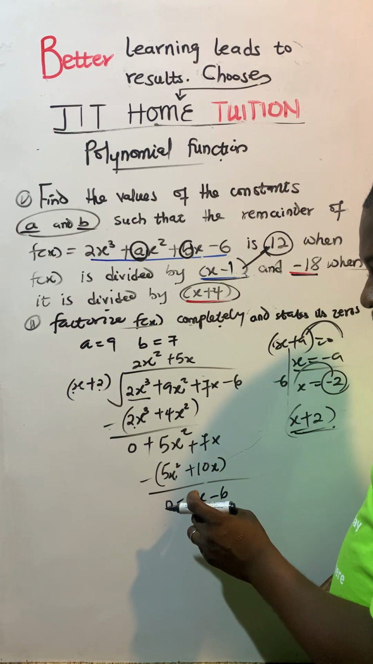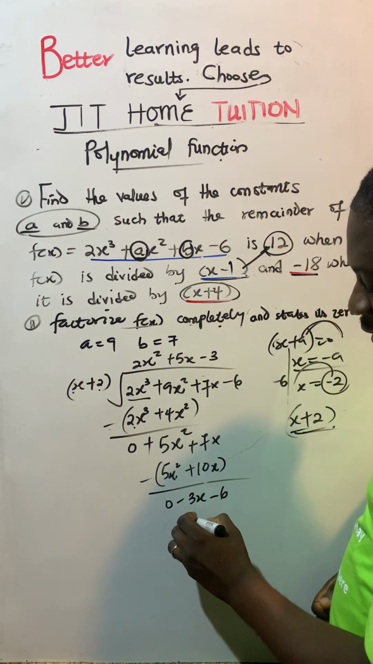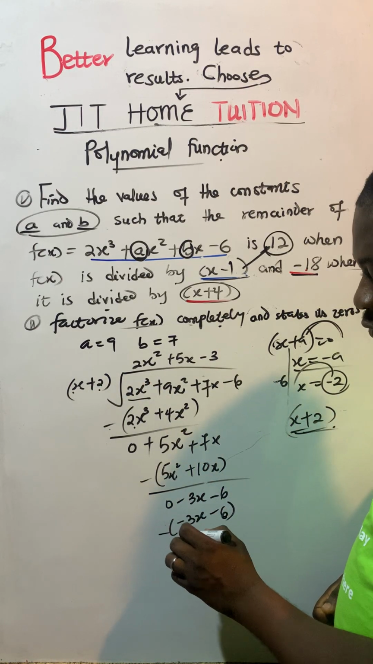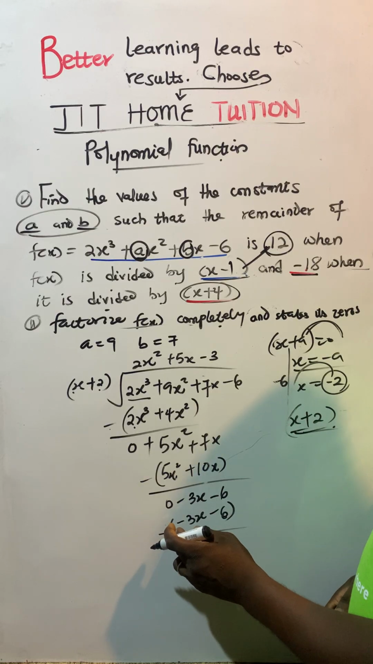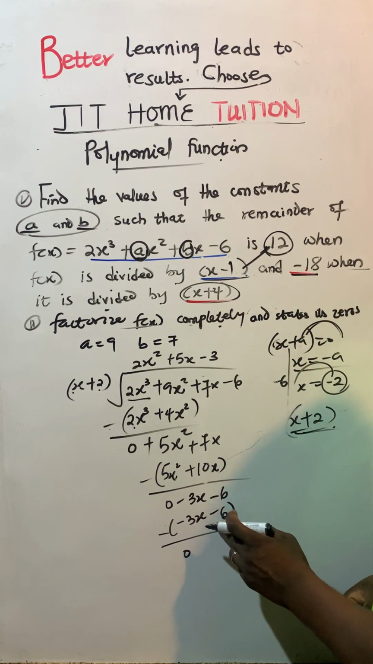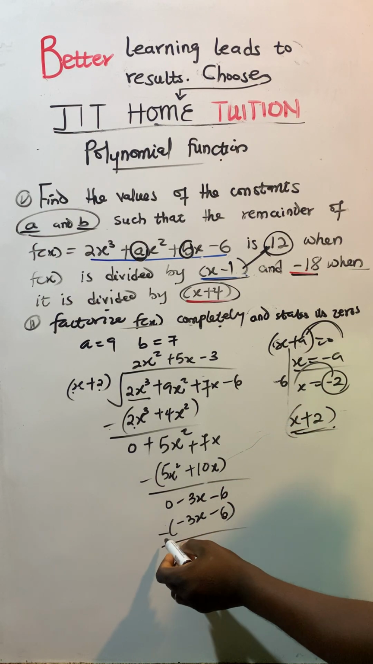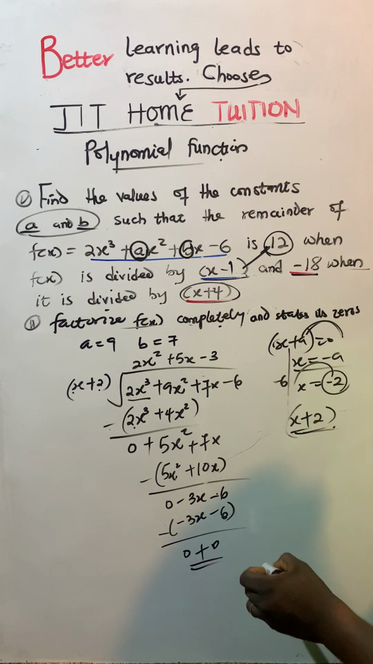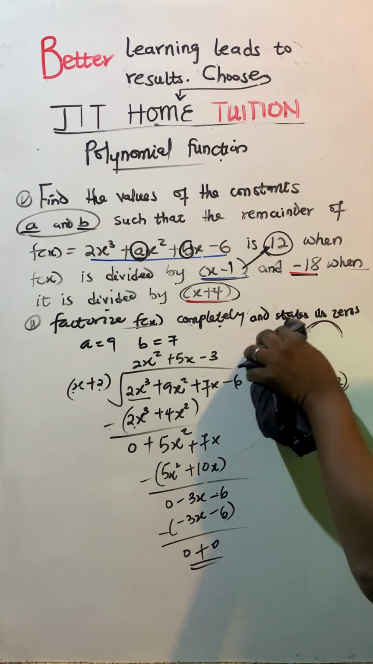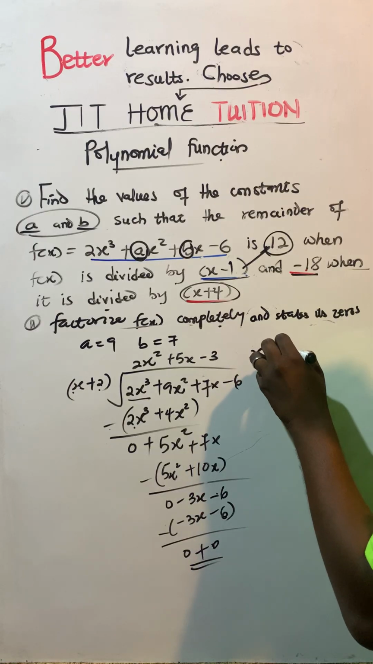Then it will come and divide this one again. You have negative 3. So the negative 3 will multiply this, giving you negative 3x. The same negative 3 will multiply this, giving you negative 6. Then you subtract. So negative is positive plus this, that will be 0. Negative is also positive, and that is positive plus this, so you have 0. Now when you get to this side, you now have x plus 2.